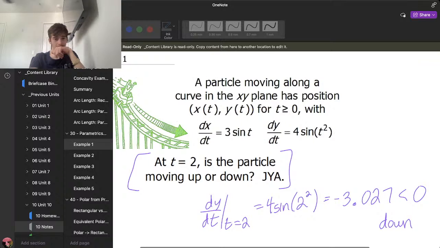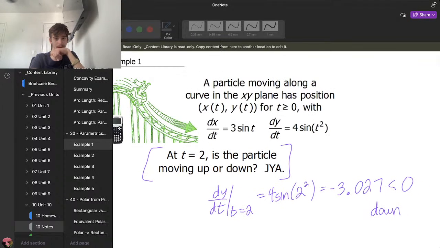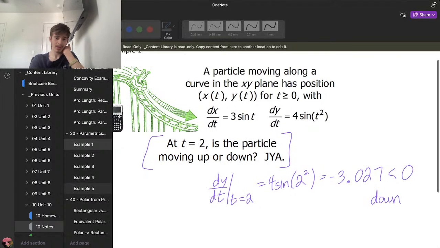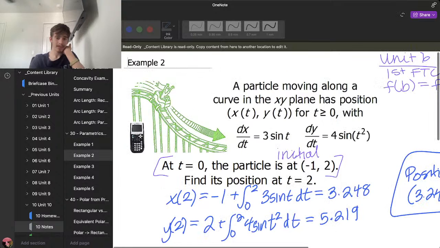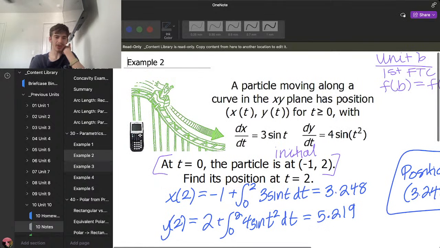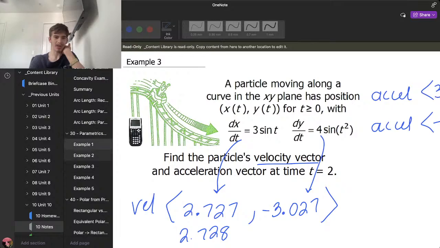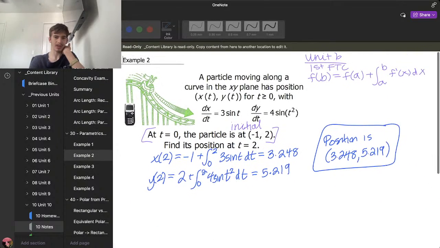Parametric with PVA. Interpret where it's moving, plug into dy/dt. For position, use your first fundamental theorem of calculus. Actually, I'll zoom out so you can actually see.